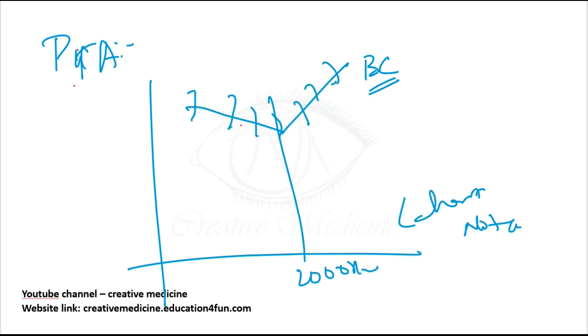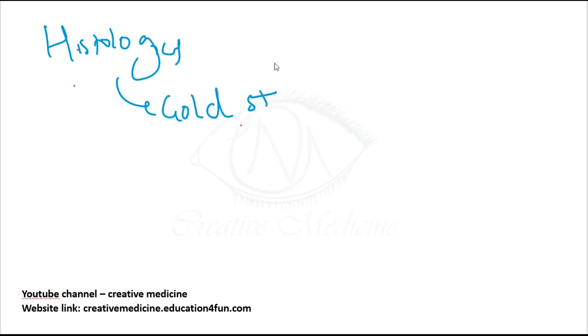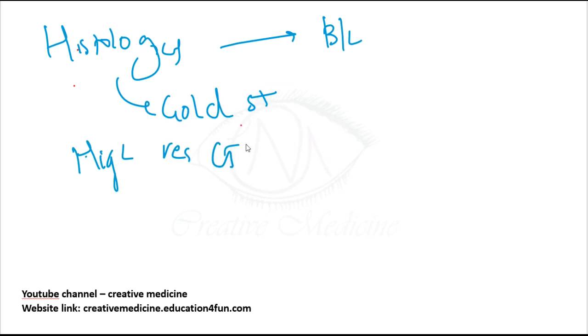Okay, next. If you see histological otosclerosis, this histological examination is the gold standard for otosclerosis, where you will see the study of the bone; bilateral temporal bone study should also be done. Then imaging studies like high resolution CT scan can also be done.